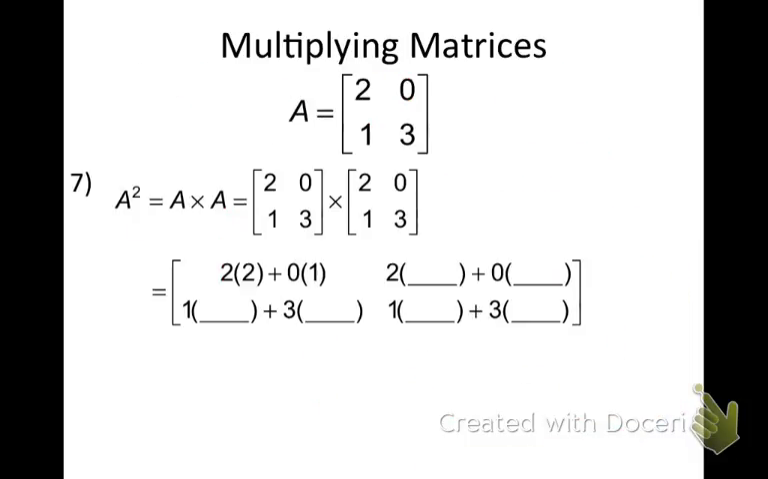Next one. I love a question like this. It gives me one matrix. It's A. It says A is 2, 0, 1, 3. It wants me to do A squared. What does it mean to be squared? Times itself. So I'm not just going to square each number. No, I'm actually going to take A times A. Or essentially the matrix of A times the matrix of A. So I'm going to do 2, 0, 1, 3 times 2, 0, 1, 3.